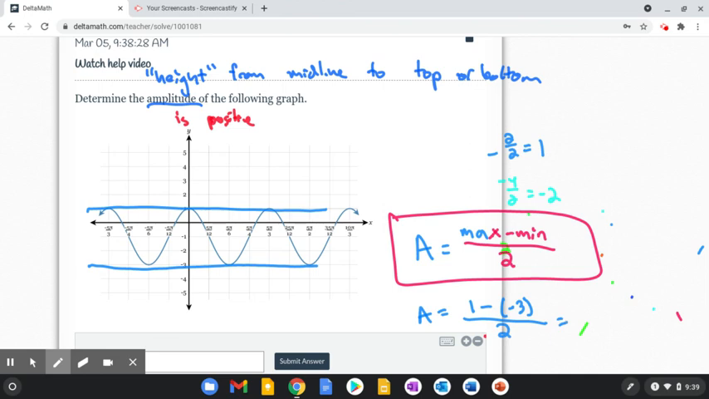So that becomes 4. 1 minus -3 will become a plus. So that's 4 over 2, which is 2. So the amplitude of this function would be 2. Proving this using our midline, the midline would be at -1. And then so the gap to the bottom obviously is 1, 2. The gap to the top is same, 1, 2. So there's our amplitude.